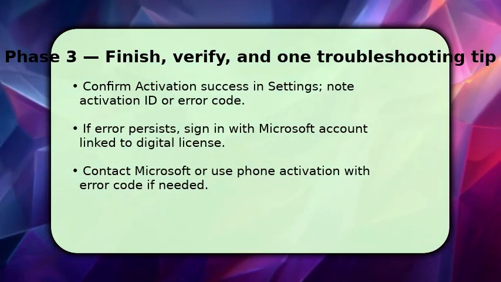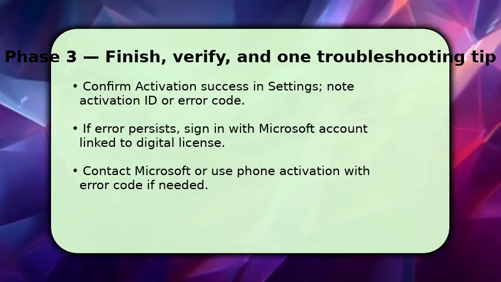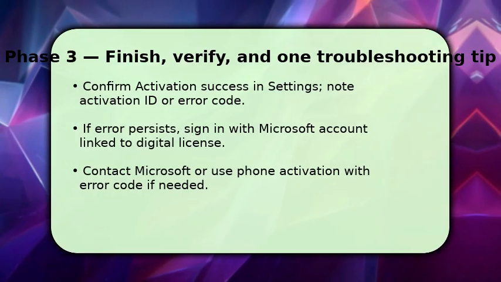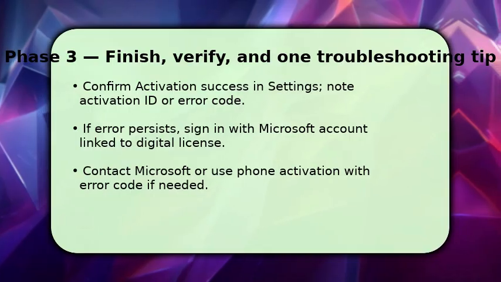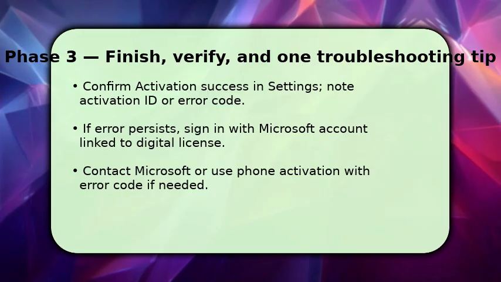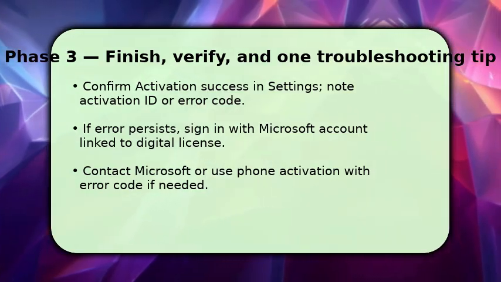Finish by verifying activation in Settings. Look for Windows is activated or an error code. If activation succeeded, you're done. If not, sign into the Microsoft account that owns the digital license. This often resolves edition mismatches. If you still see an error, use the provided error code to run phone activation or contact Microsoft support.